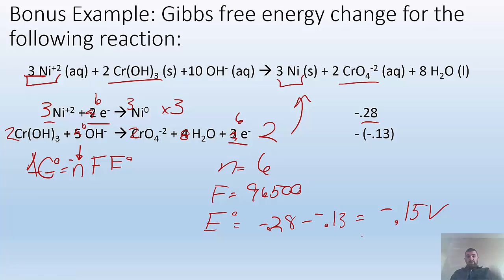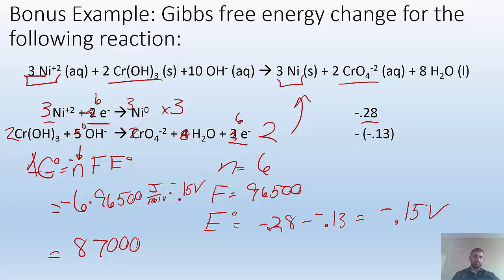So when I plug it into my Gibbs free energy equation, hopefully I get something that makes sense with that. So I get negative 6 times 96500 joules per mole volt times negative 0.15 volts. Then I plug and chug, and I get an answer, to 2 sig figs, of 87000 joules per mole. Now notice that this is a positive value for delta G, which tells you it's non-spontaneous, which is what the voltage also told me.